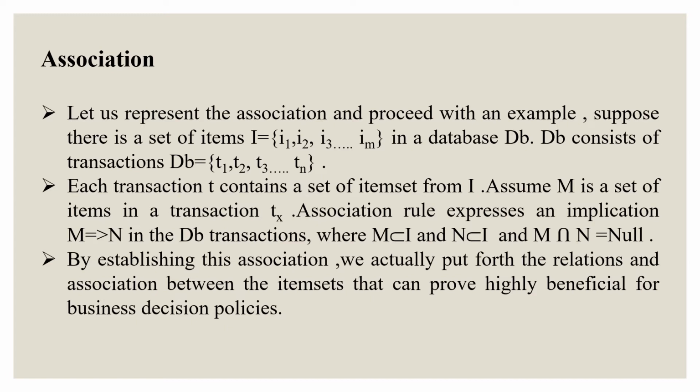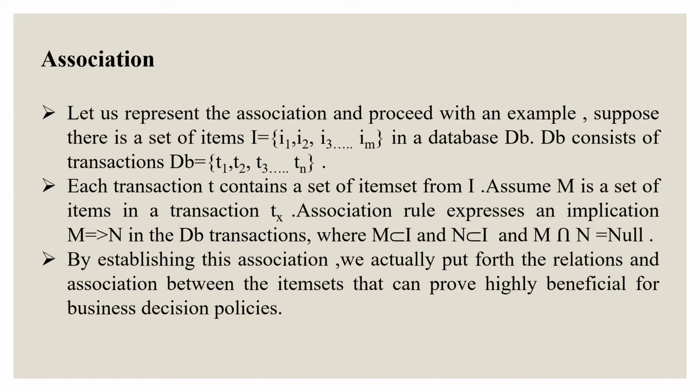Let us represent the association procedure with an example. Suppose there is a set of items I = {I1, I2, I3, and so on up to Im} in a database. The database DB consists of transactions T1, T2, T3, and so on up to Tn. Each transaction T contains a set of items from capital I. Suppose M is a set of items in a transaction Tx. An association rule expresses an implication M implies N in a database transaction, where M is a subset of I, N is a subset of I, and M intersection N is equal to none.